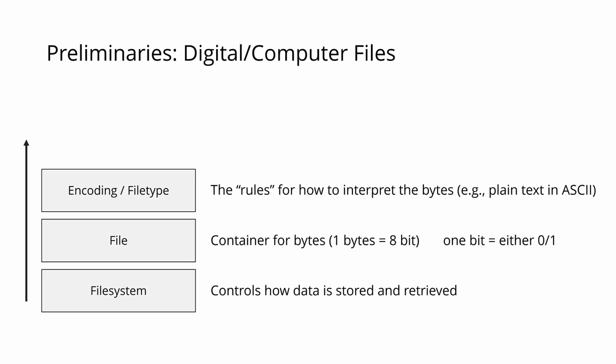So basically, you have a file, and that is just a sequence of numbers, a sequence of bytes. Now we need to have some sort of rule set for interpreting these arbitrary or non-arbitrary numbers. For example, if we look at plain text encoded in ASCII, which we're going to look at in a second, there are certain rules of what these numbers mean. And this is what the encoding is, or what the file type is.